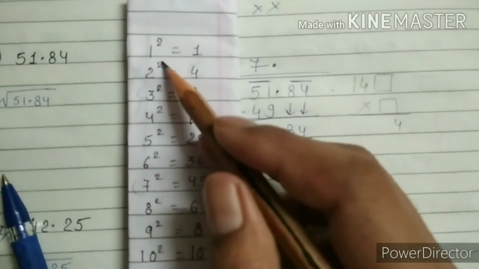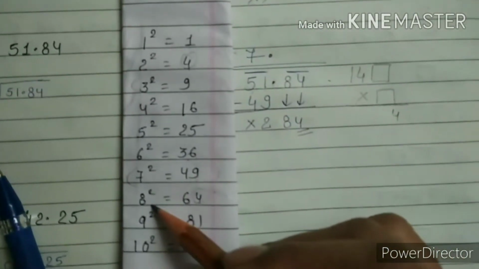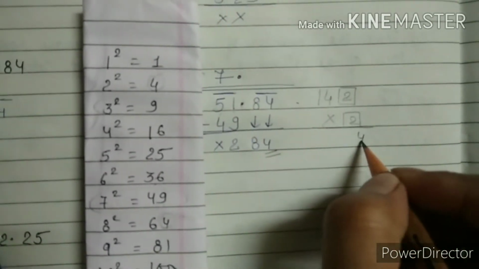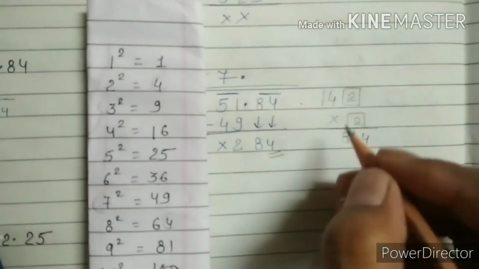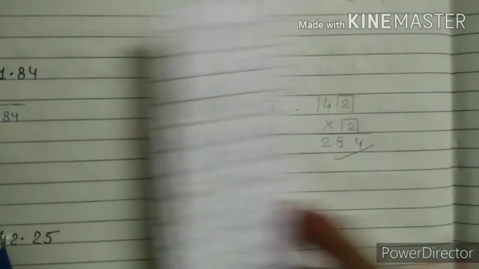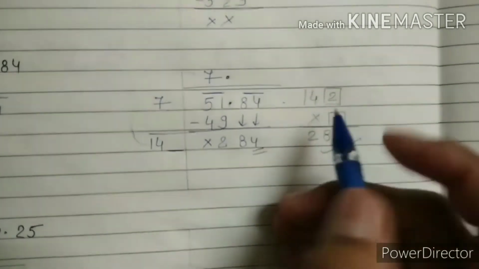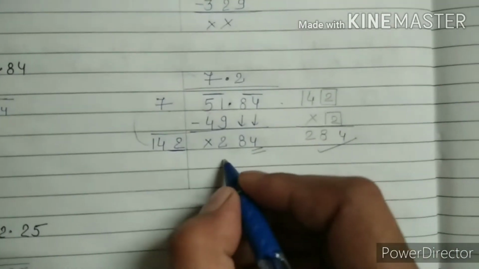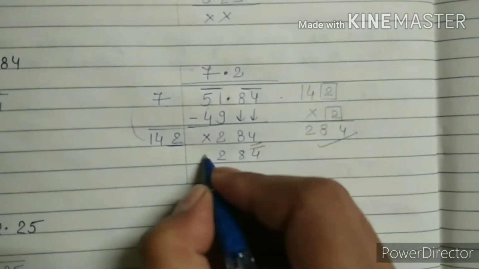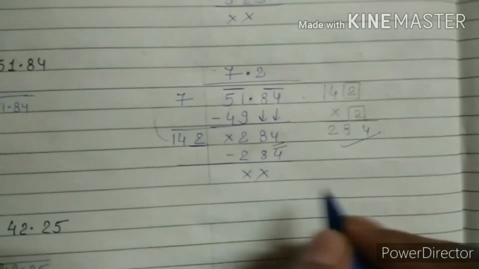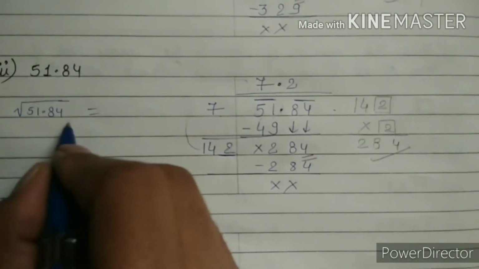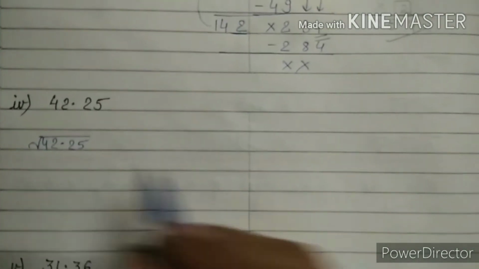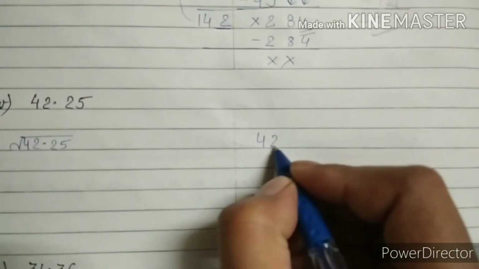So firstly we will check for 2. If it becomes wrong, we will check for 8. Here 2, and here is also 2. 2 2s are 4, 2 4s are 8, and 2 1s are 2. In the first condition we got the right answer, it means 2 will come here. Whatever we are writing here, we have to write here too, and its answer is 284. After subtraction, nothing is left. It means the square root of 51.84 is 7.2. Now the fourth question is 42.25.